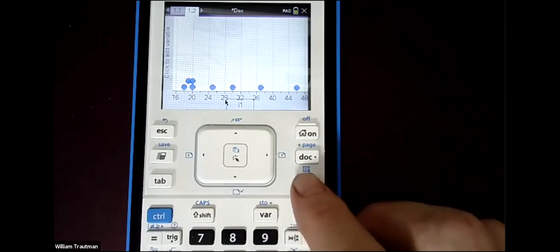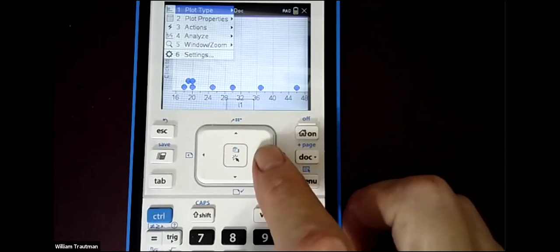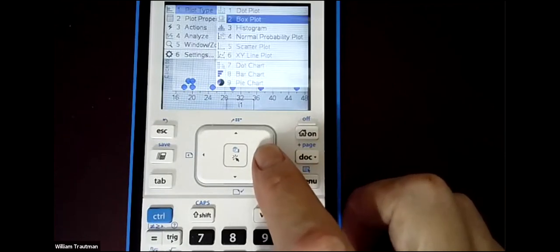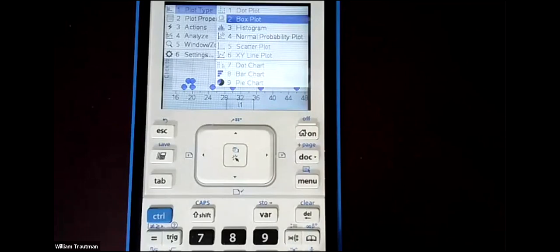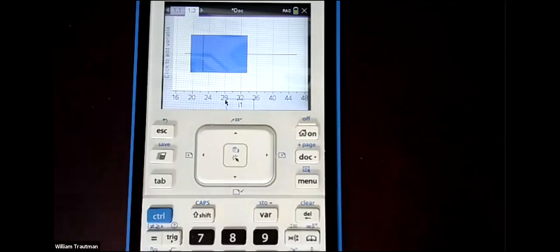Then you click on menu, and plot type. I'm going to arrow over to the right. And box plot, number 2, it doesn't give you the dot plot, just gives you the box plot. When you hit enter, you have your box plot. So this is the way I'm going to draw it. By the way, those steps are on page 142 and 143 of your workbook, and there's a video of it also there.